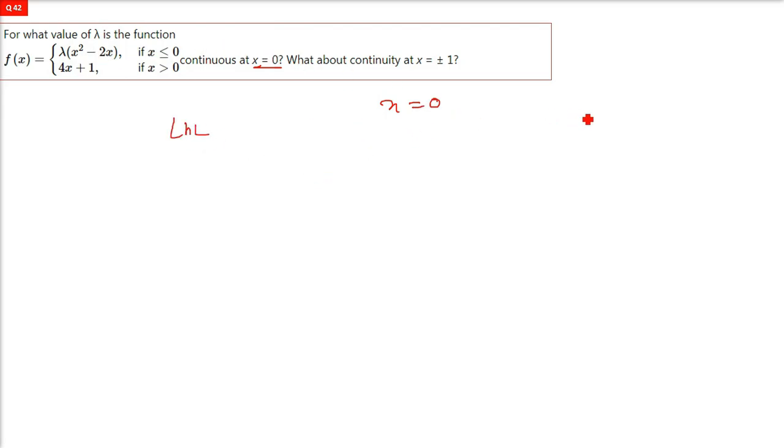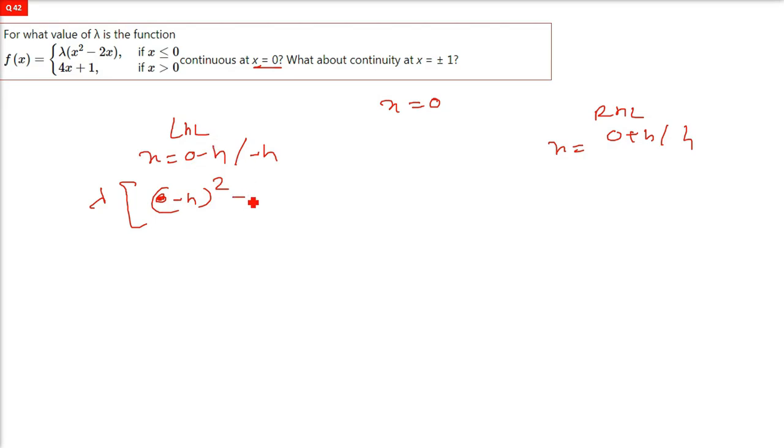So let us see the left hand limit and the right hand limit. In the left hand limit, we'll put x as 0 minus h. In the right hand limit, we'll put x as 0 plus h. This is lambda x square, so I am putting minus h, minus h whole square, and minus 2 into minus h. This is h square, and h square minus minus 2h is plus 2h.